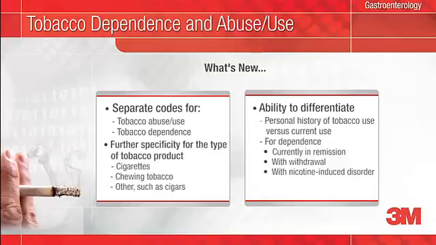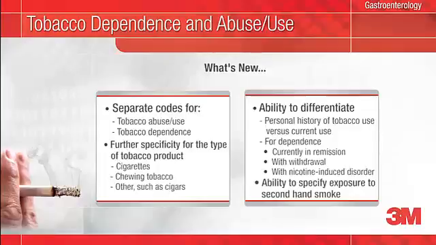Examples of nicotine withdrawal symptoms include irritability, anxiety, difficulty concentrating, and increased appetite. ICD-10 also provides the ability to show a cause and effect relationship between tobacco dependence and nicotine-induced disorders when documented. Finally, your notes for a patient's exposure to secondhand smoke can be converted to an ICD-10 code that says exactly that.